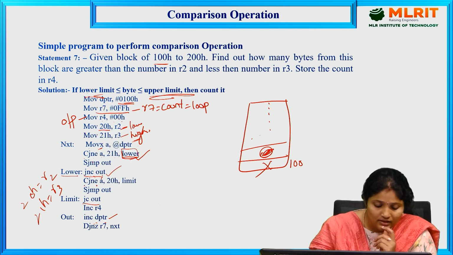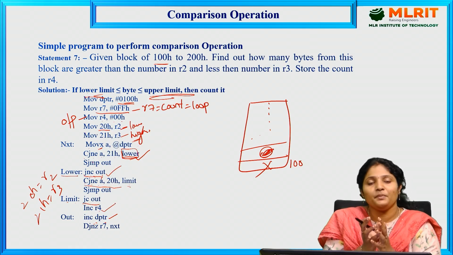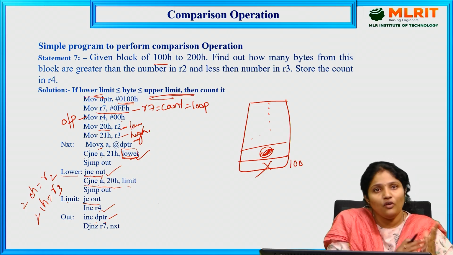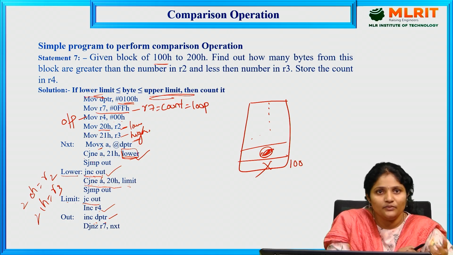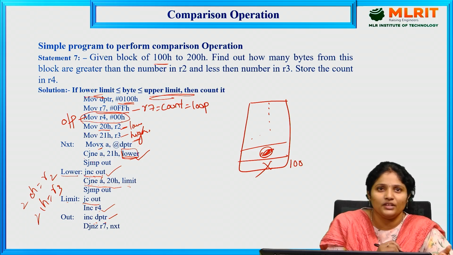So it will fall under the condition. Here I need to check compare and jump if not equal, and if the number is not equal, we need to check the limit. So JC out, if carry is there, then increment R7. The particular number present in that location falls under the condition, so I need to consider the count as 1. That's why increment R4. As I already told you, R4 is used to store the output.